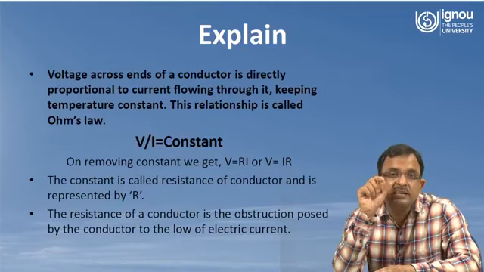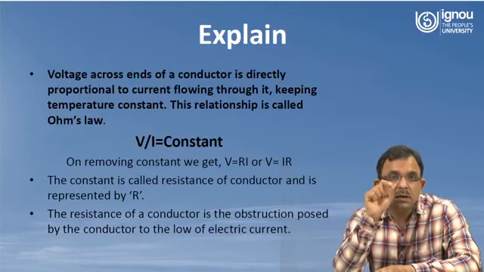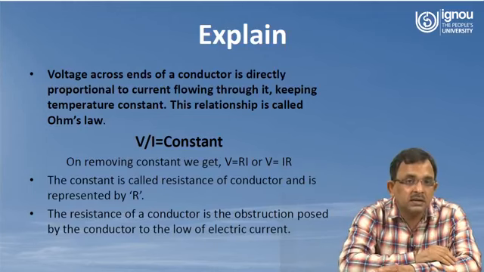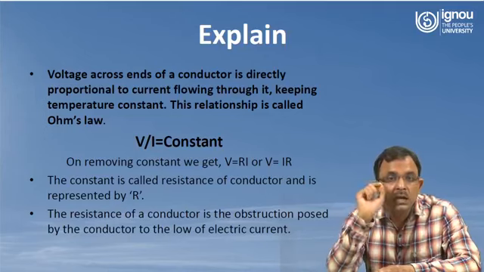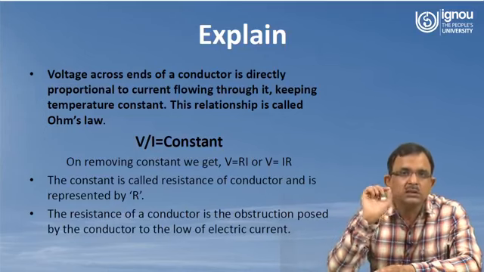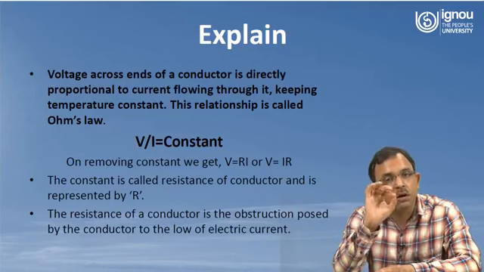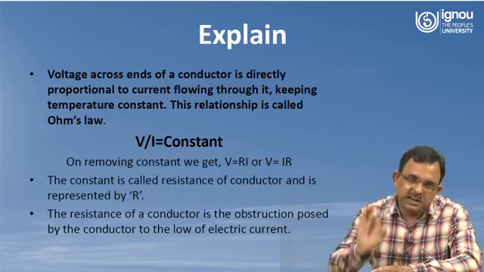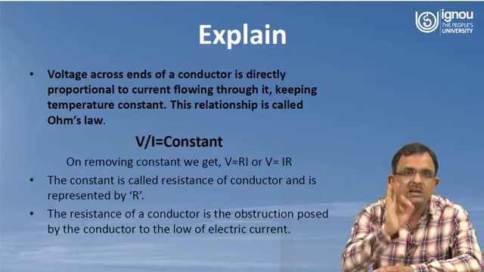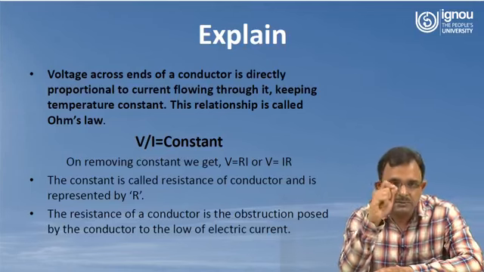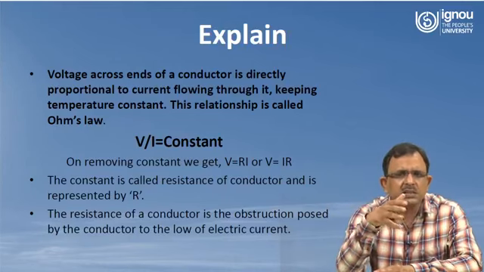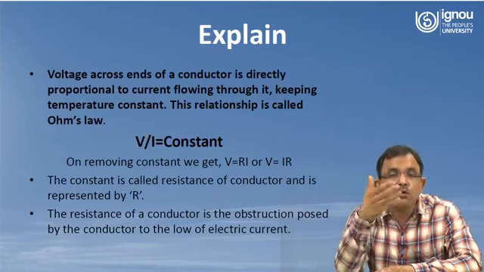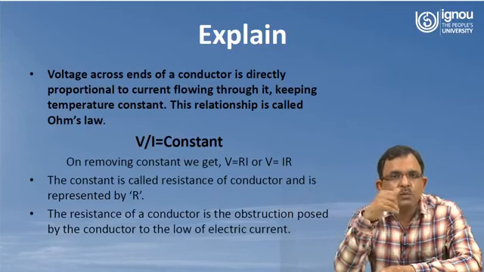So here you can intervene and explain that the voltage across the ends of a conductor is directly proportional to the current flowing through it, keeping the temperature constant. This relationship is called Ohm's law. Basically, the explanation of this relationship between voltage and current was given by Ohm. That's why it is called Ohm's law. So with this, I think you can easily explain what Ohm's law is. V over I is a constant.